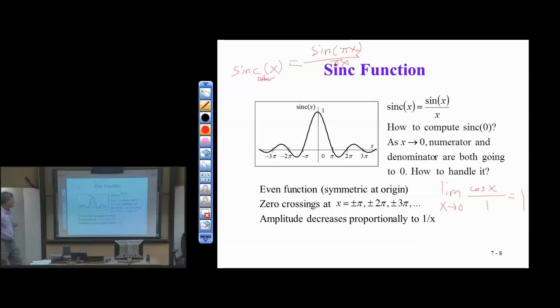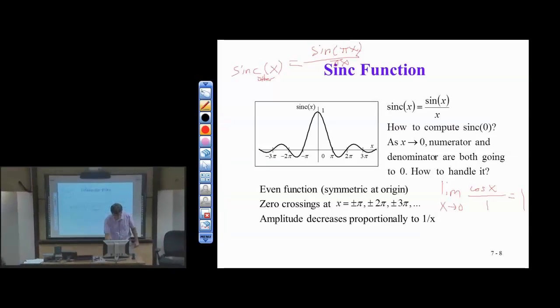Good. Amplitude in both cases will still decrease proportional to 1 over x. So it's a very slow decay as x goes to infinity or as x goes to minus infinity. Just takes its time. The amplitude takes its time going to 0.